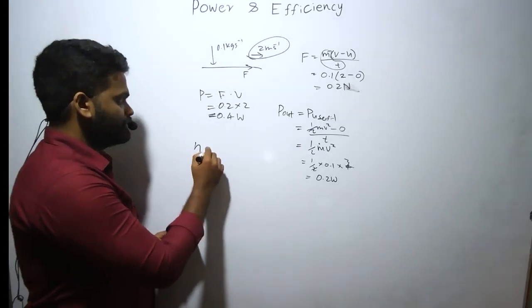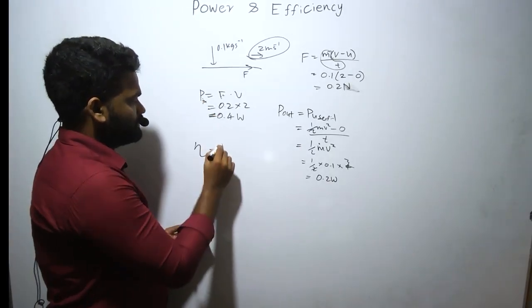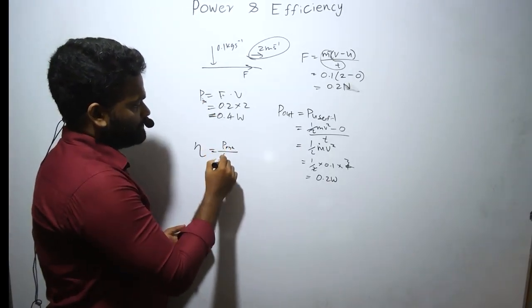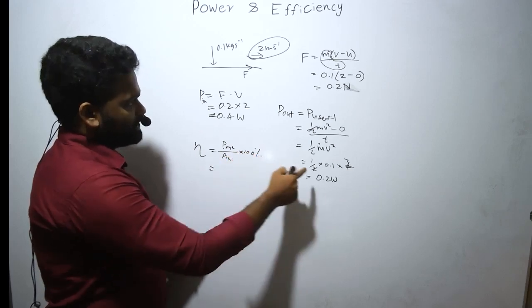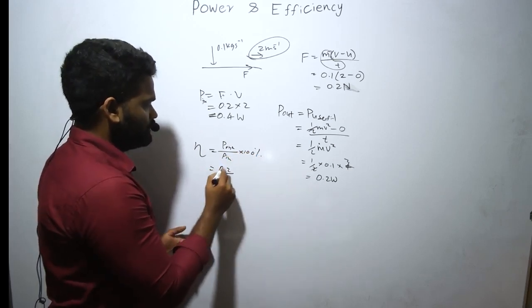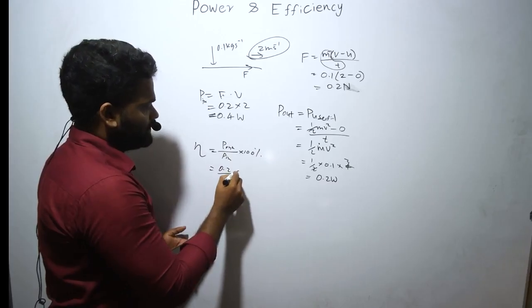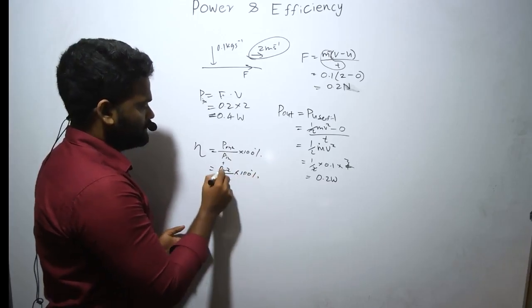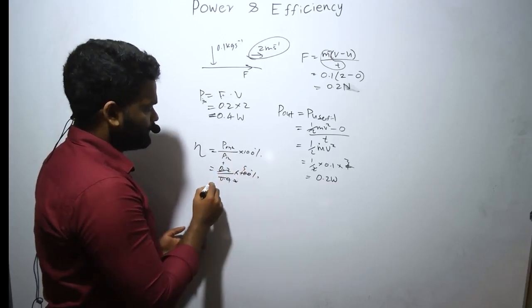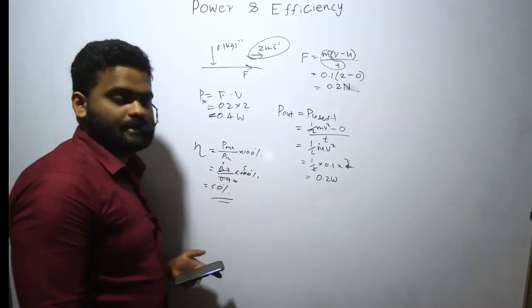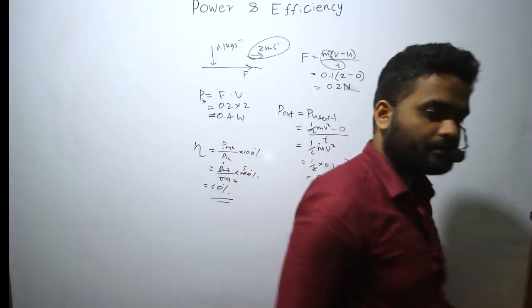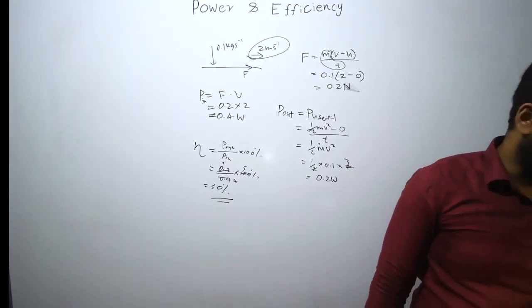Right, then you need to find the efficiency. So this is P in, right? P out divided by P in times 100%. So P out is 0.2, P in is 0.4, times 100%. So 1 over 2, so it is 50%, right? So that is the efficiency of the belt. That is 50%.